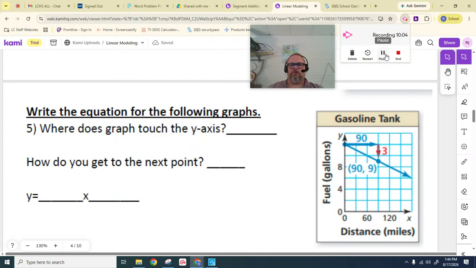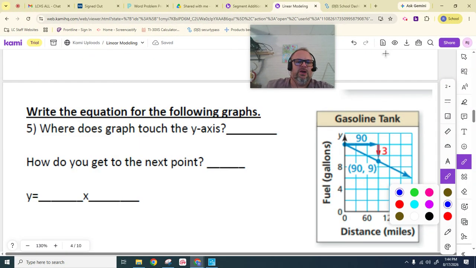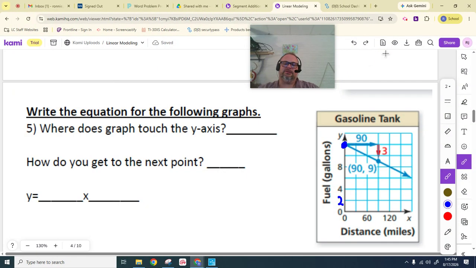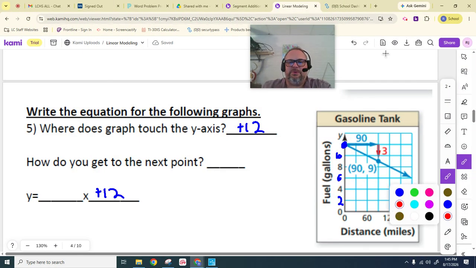We did have a little mess up. Okay, let's look at number 5. So where does it touch the y-axis? It touches here. Now, these go up by 2s. Just write the 2 right there. 6, 10. All right. So this is plus 12. Plus 12. All right. Now, how do you get to the next point? We went over 9, down 3.